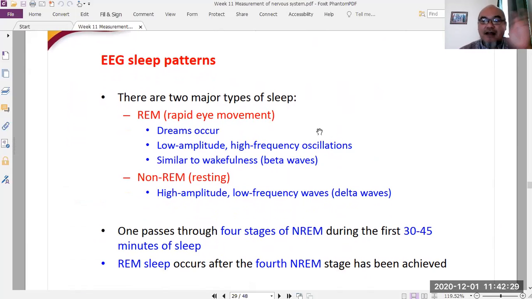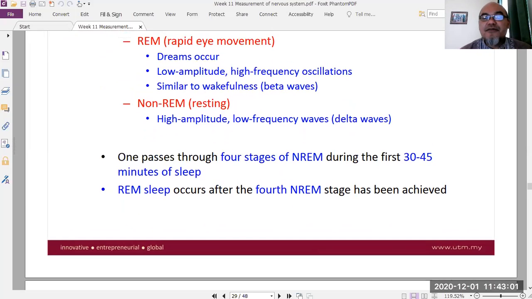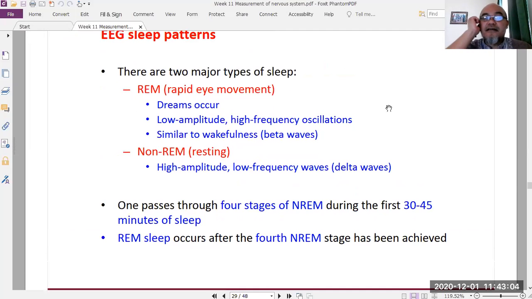Basically, your eyes are moving a lot. You are moving here and there. It's low amplitude, high frequency oscillation. You produce a similar wave like wakefulness, beta wave, while actually you are sleeping. Okay. In non-REM resting, your brain will produce high amplitude and low frequency waves, or the delta wave. One passes through the 4 stages of non-REM during the first 30 to 45 minutes of sleep, and REM sleep occurs after the 4th non-REM stage has been achieved.